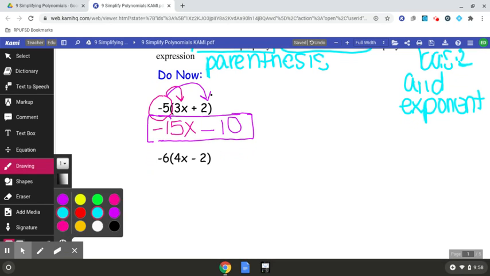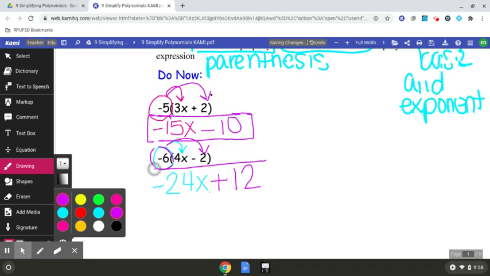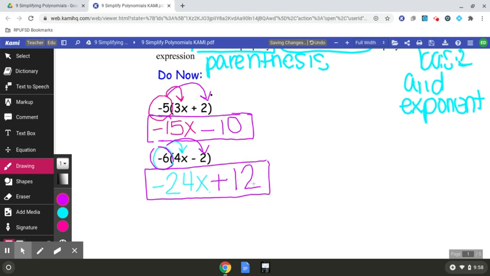Okay, the next one, you're distributing a -6. So -6 times 4x is -24x. And then you're distributing -6 to -2. A -6 times a -2 is a +12. And then again, you can't do anything else because one term has an x with it and one does not.